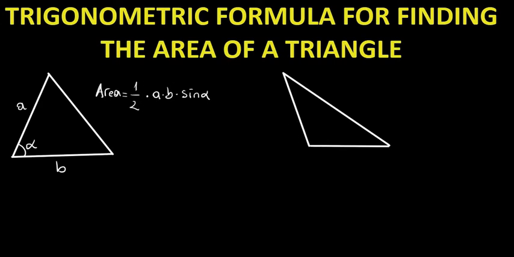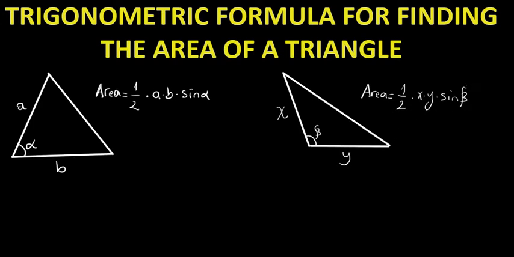Or let's look at this triangle. Let's say that the measure of this angle is beta, and the length of this side is x, and the length of this side is y. If we know the length of two sides and the measure of the angle between them, we can find the area. So what is the area of this triangle? The area is going to be 1 over 2 times x times y times sine of beta.